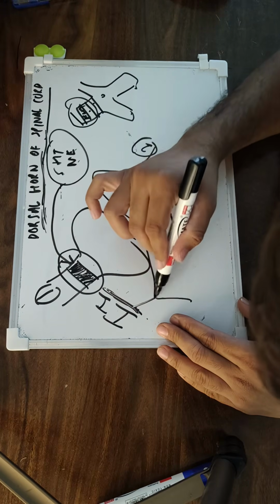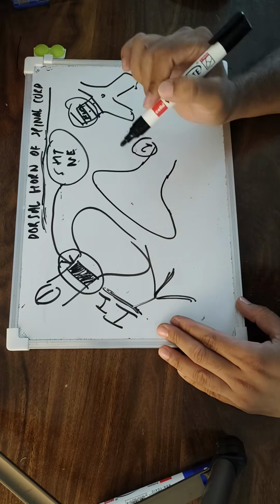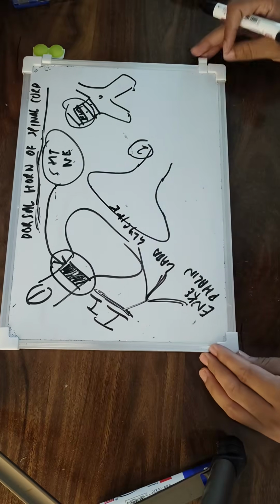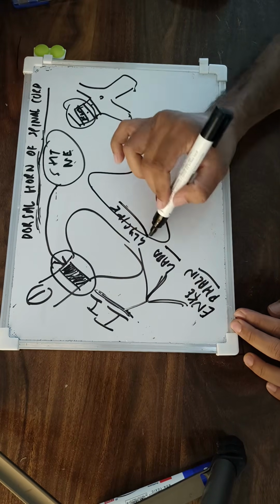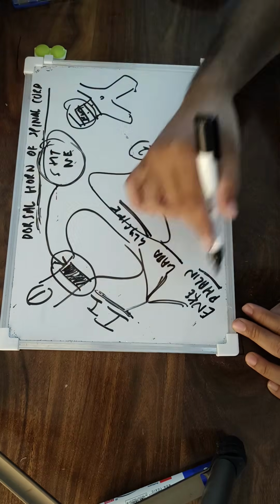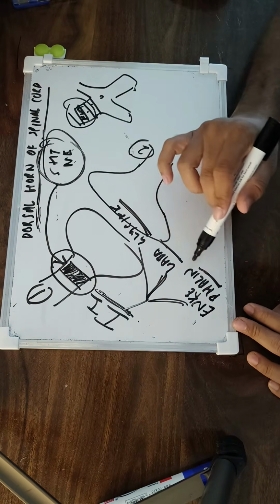will secrete three more inhibitory components. One is enkephalin, the other one is GABA, and the third one is glycine. These are the three components which are further secreted. These are also inhibitory chemical mediators. So finally, the whole region of the dorsal horn is filled with inhibitory chemical mediators.